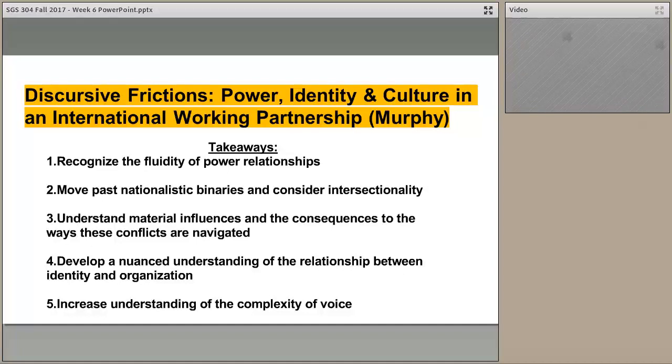The third takeaway is to understand material influence, real power, and the consequences to the ways these conflicts are navigated. As a transnational health collaboration, the partnership exists to stop the spread of a material condition, HIV/AIDS. Each partnership group employs discursive strategies to negotiate control over the material resources. For example, both parties drew on their organizational affiliations. With the university, it was the CDC, or with the Kenyan NGO, it was the Bishop's Council, to vie for power in the discussion over condoms.